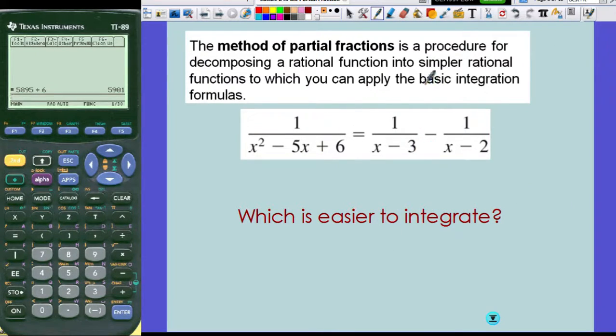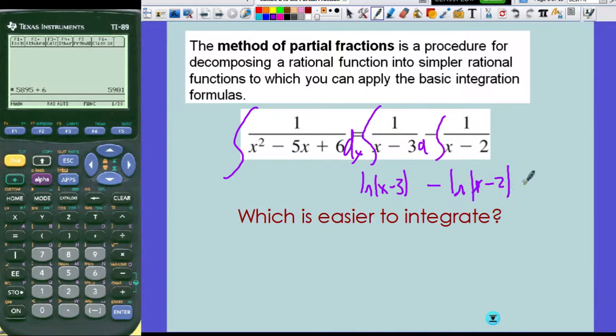Which would be easier to integrate? This one? Nah, you don't know how to do that. There's no u if you try the x squared minus 5x plus 6. That doesn't work out. But these ones would be easier to integrate, because I can say the integral of 1 over x minus 3 is going to be natural log of x minus 3, and this one's minus natural log of x minus 2, plus c. Much easier to integrate. So how do I turn this one into this?